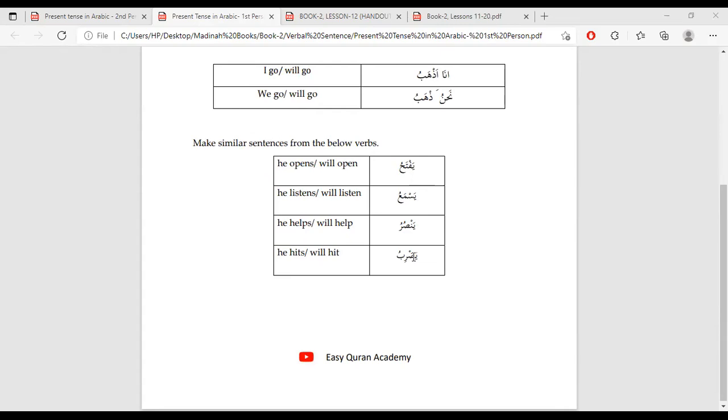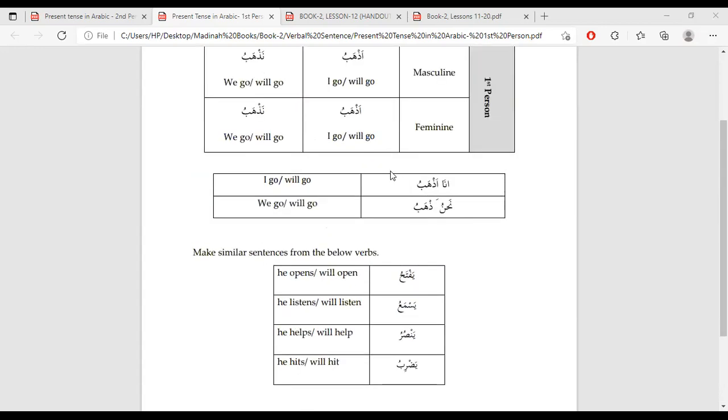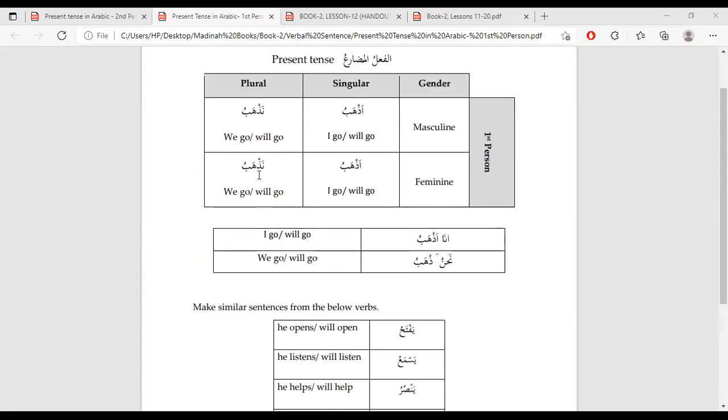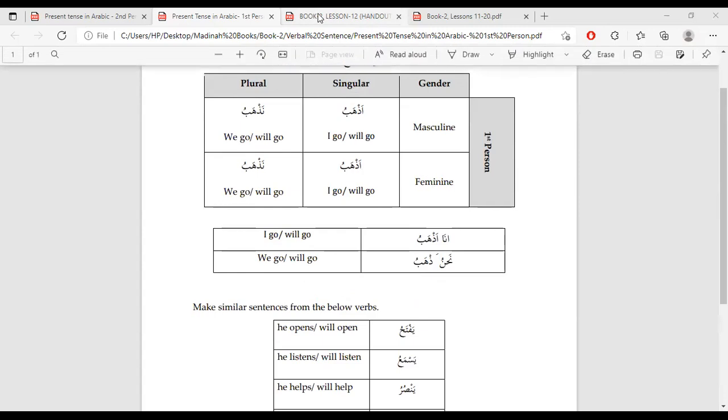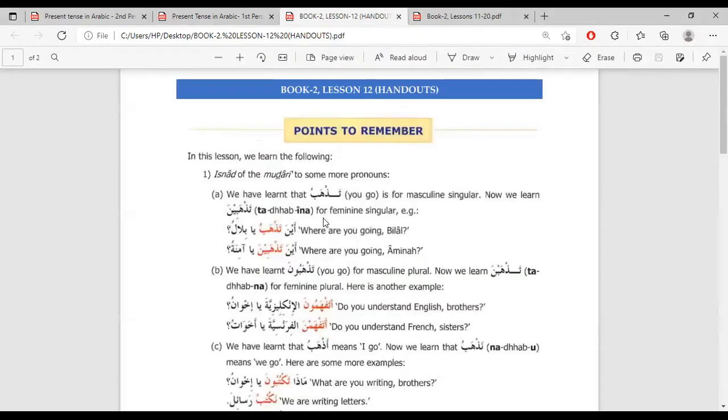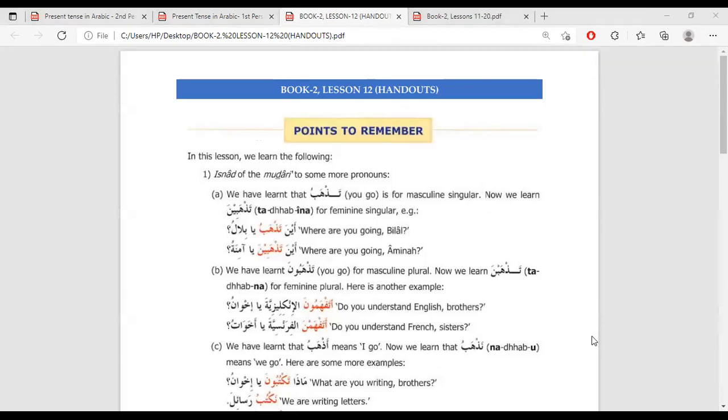So today's focus is on the second person, and also on the first person plural, which is nadhabu. It should be nadhabu here. So this is what we are going to discuss today. What about points that we are supposed to remember for this lesson? We don't really have lots of new ideas, basically the same ideas as we have discussed now.